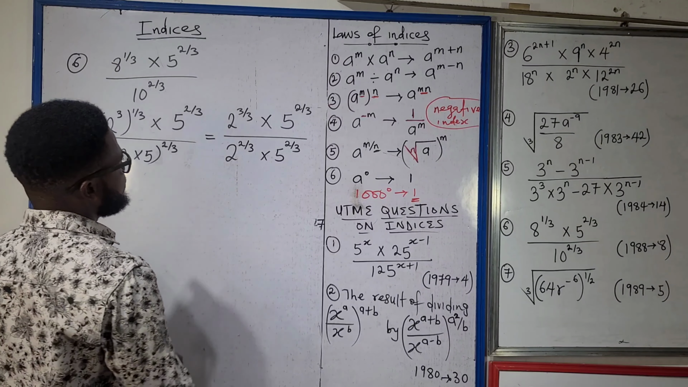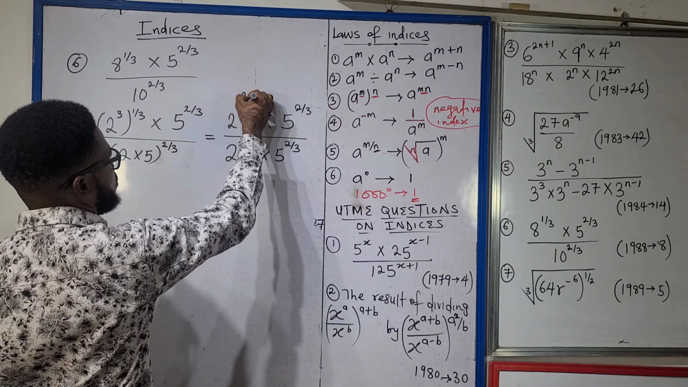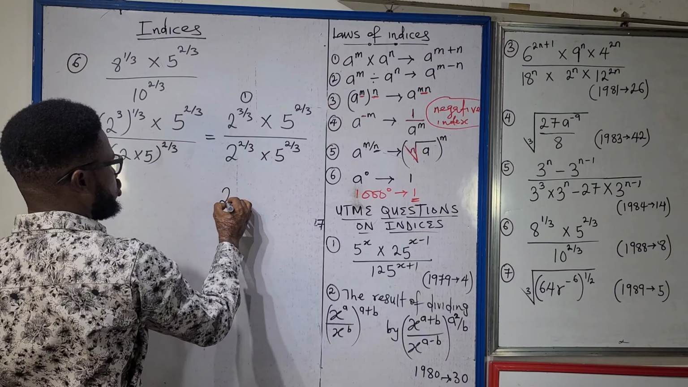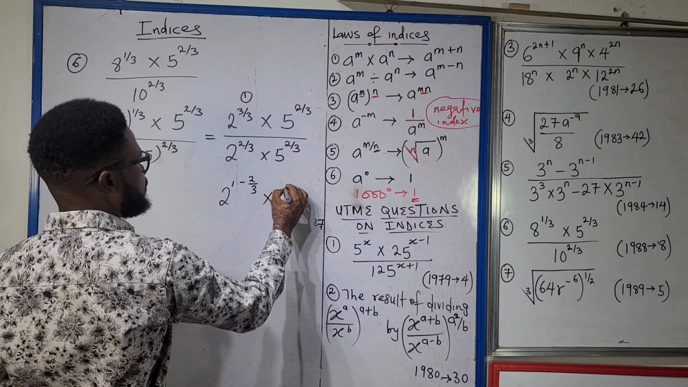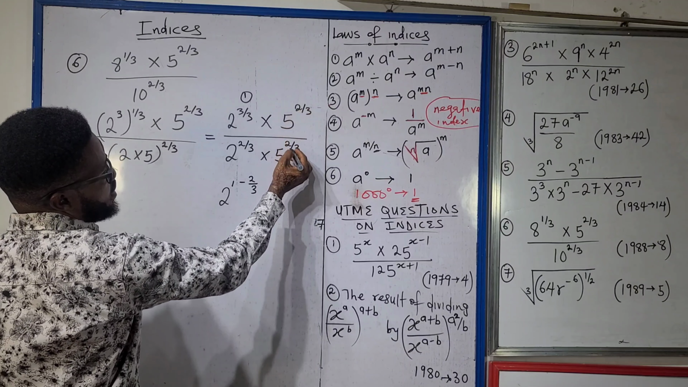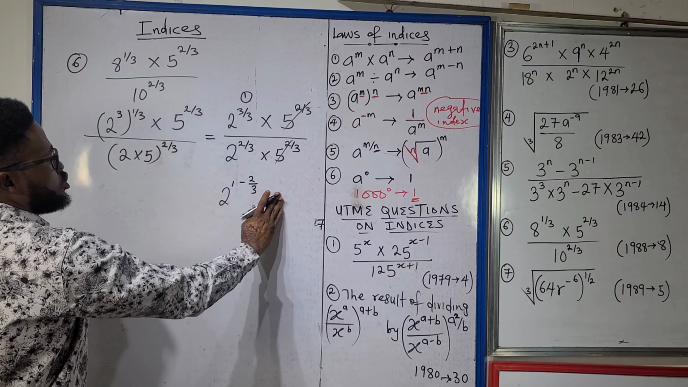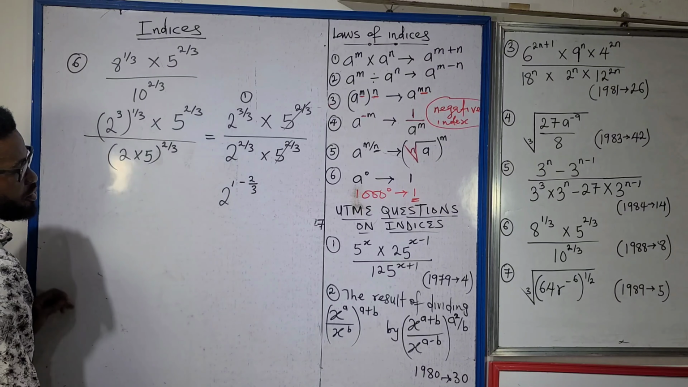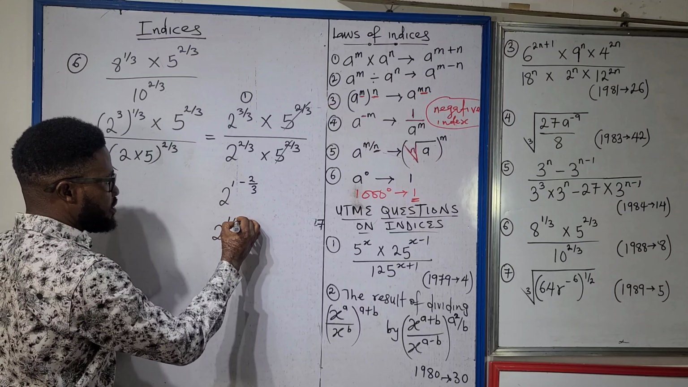So what we have here is 3 over 3, that's 1. Okay, so what I have is 1 minus 2 over 3 times 5 raised to power 2 over 3, and 5 raised to power 2 over 3 is definitely out. So 1 minus 2 over 3, that is going to give you 2 raised to power 1 over 3.